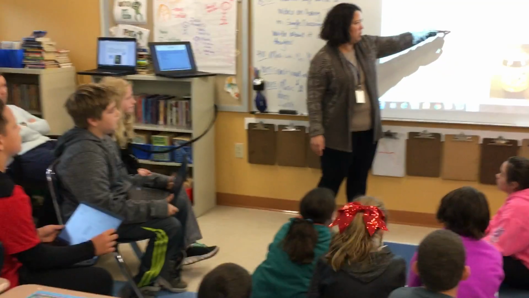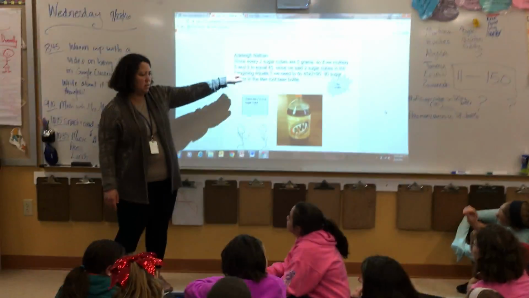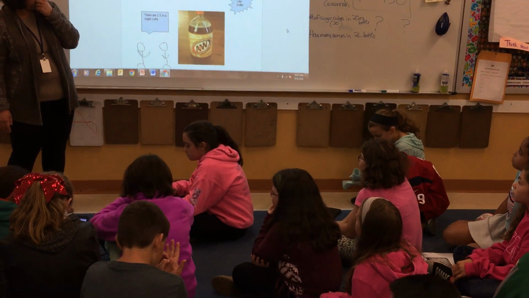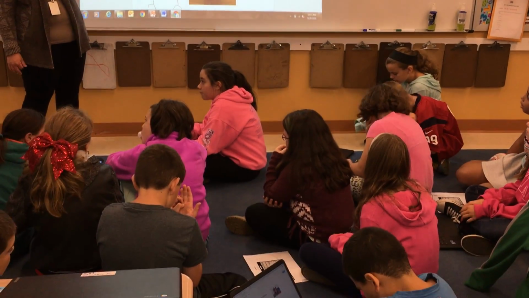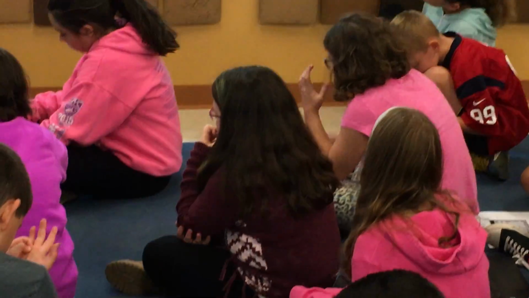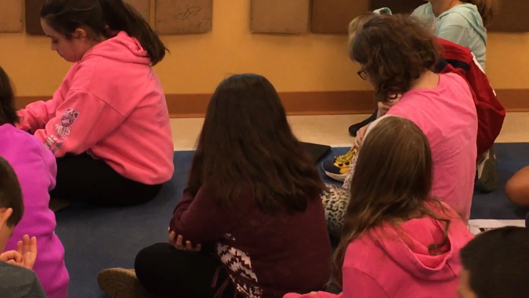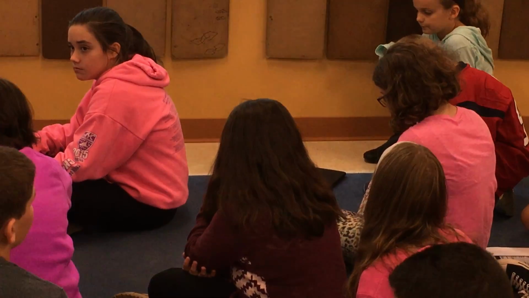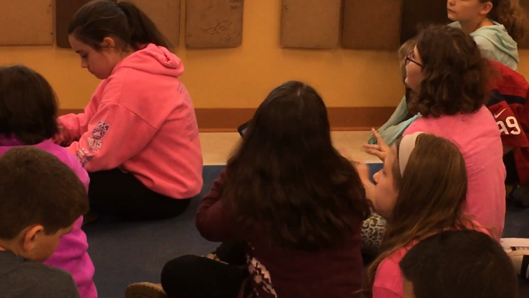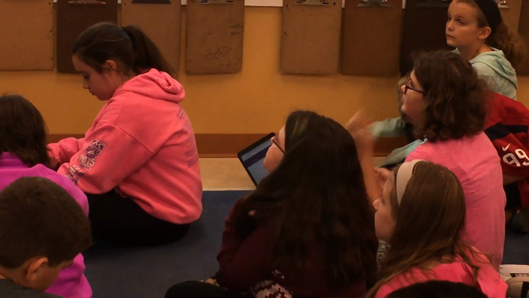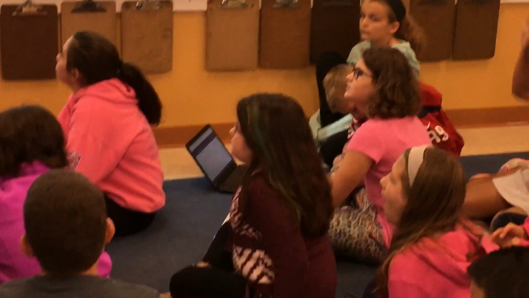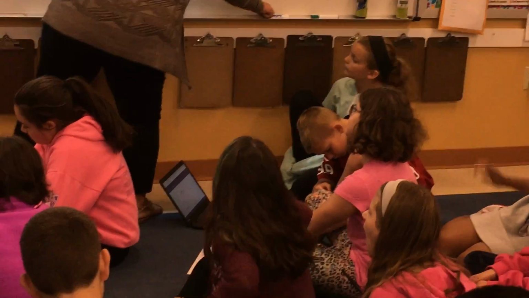What did they figure out? The sugars in the root beer, as it's 45, to get to 45, you have to do 5 times 9. Right. And what does each 5 mean? The sugar cubes.